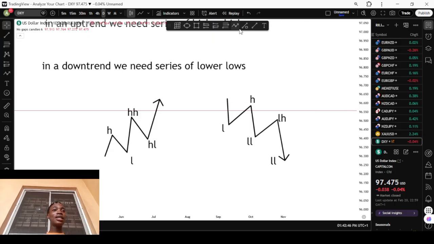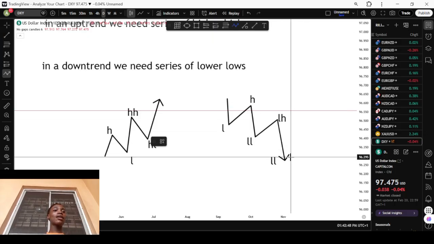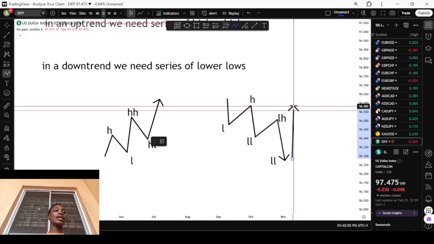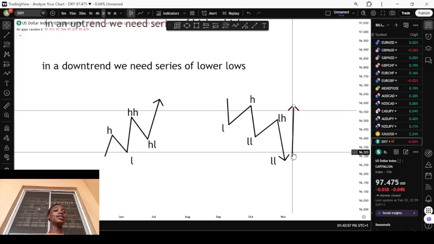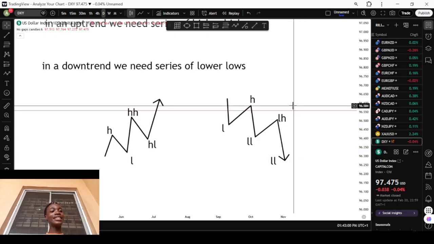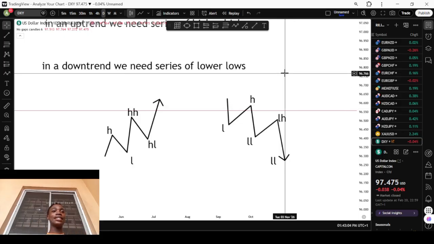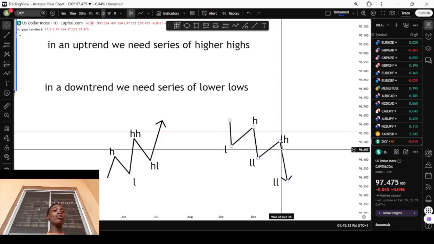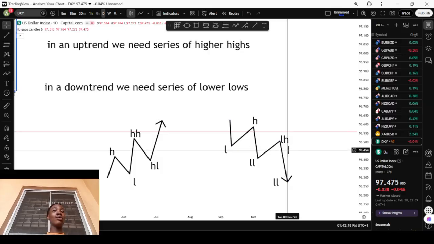But in a scenario whereby the market, instead of creating a lower low in the downtrend, breaks above the previous lower high, that means the market has changed from being bearish to being bullish. It's as easy as that. In an uptrend, you need higher highs. As long as the market keeps creating highs, the uptrend is valid. And as long as the market keeps creating lower lows, the downtrend is valid. It's as simple as that, guys.